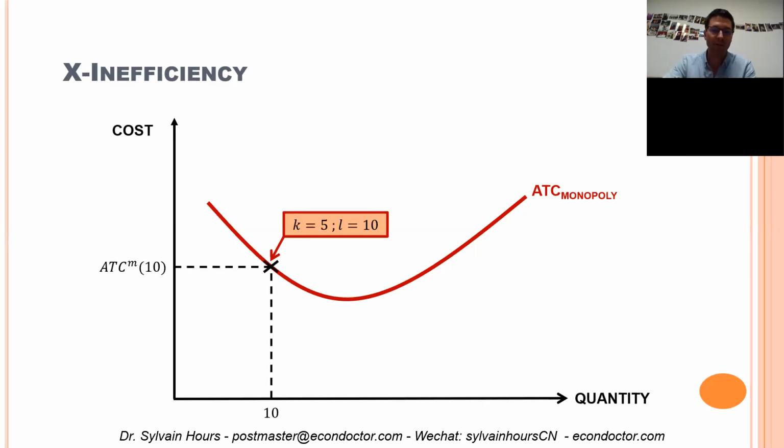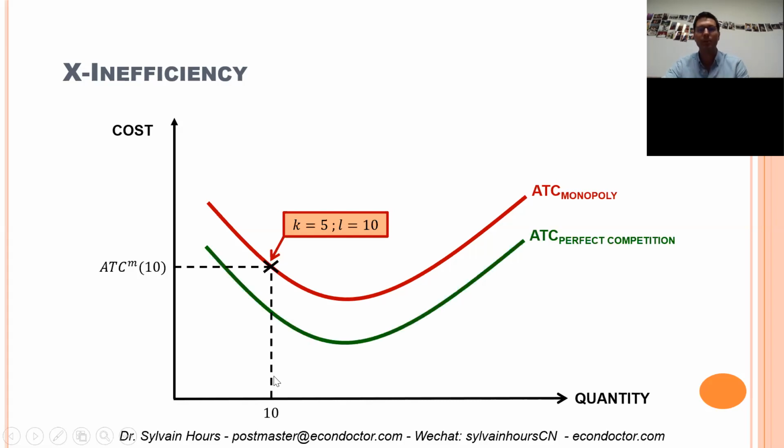Okay, so for example, if the monopolist wants to produce 10 units of output, it will hire 5 units of capital, 5 machines. K is the quantity of capital equipment, 5 machines, and L is the number of workers, labor, 10 workers. So that is the combination of factors of production that the monopolist chooses to produce 10 units of output. And we see that in that case, the average total cost is $10. So the total cost would be $100. Okay, how about perfect competition?